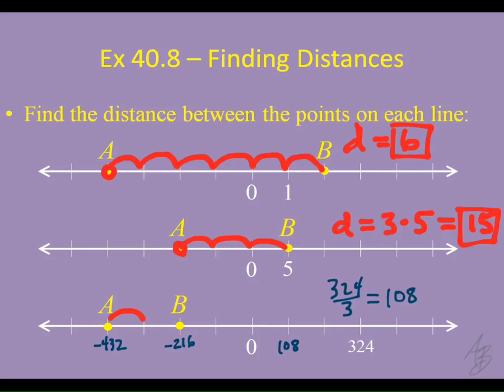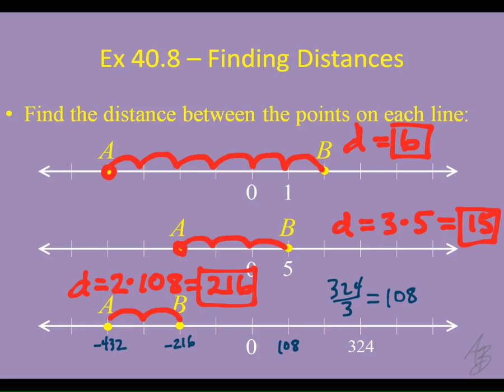Well, how about this? So the distance is going to be 2 times 108, which is just adding the negatives. 216. So that distance between A and B is going to be 216. So that's the first way that I mentioned to find the distance between 2 points.